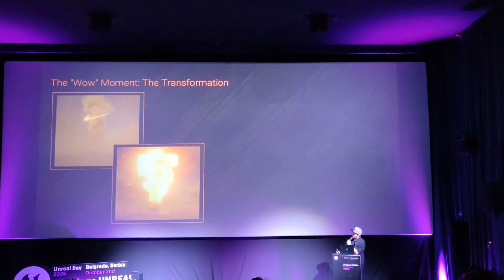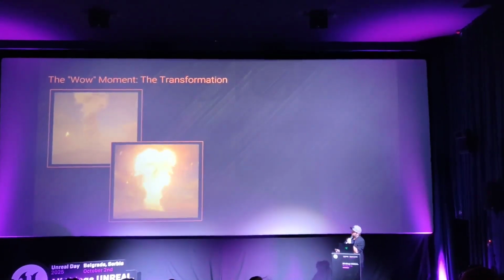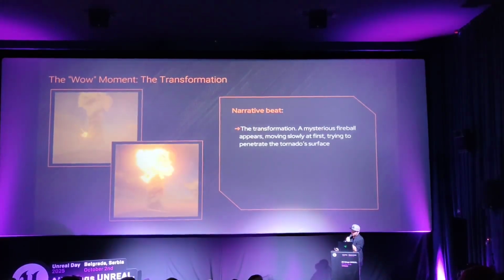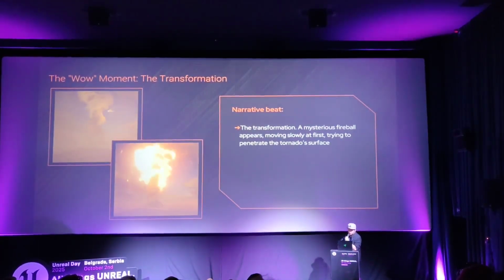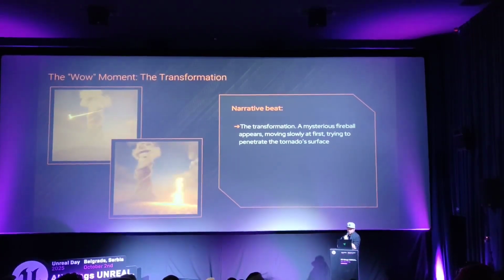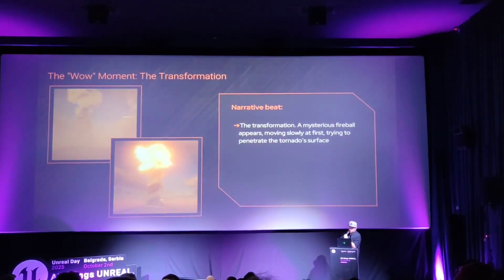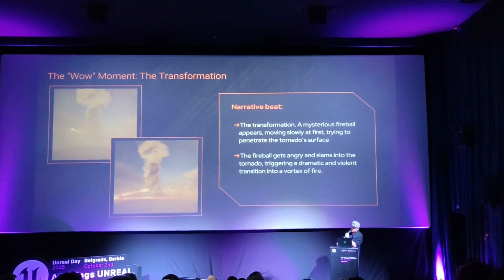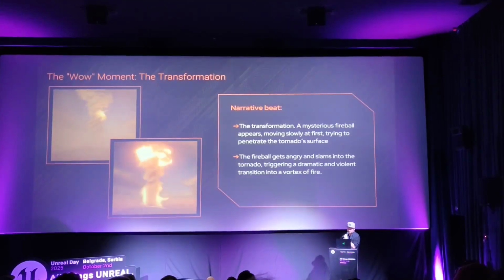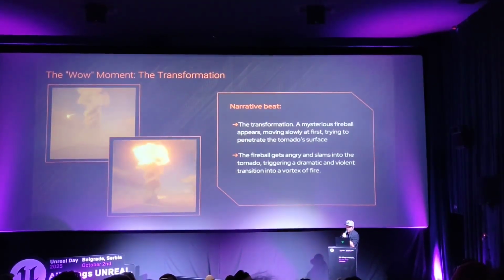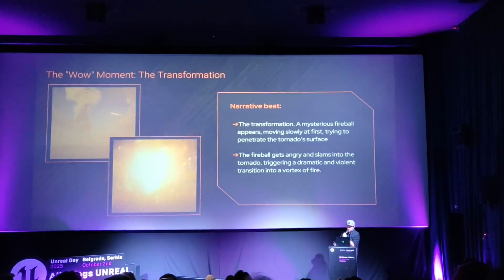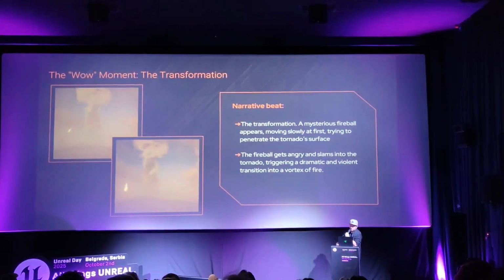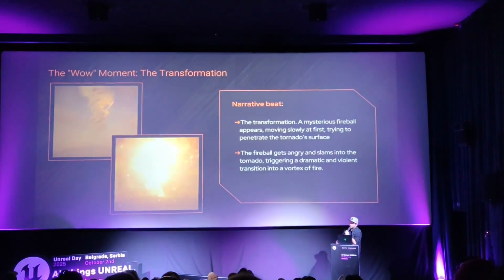A great cinematic moment needs a narrative beat. For this effect, it was the transformation. A mysterious fireball appears slowly at first, trying to penetrate the tornado's surface. The fireball gets angry and slams into the tornado aggressively, triggering a dramatic and violent transition into a vortex of fire. Sometimes effects don't need to make sense, but if they give strong feedback, we feel like it's working.